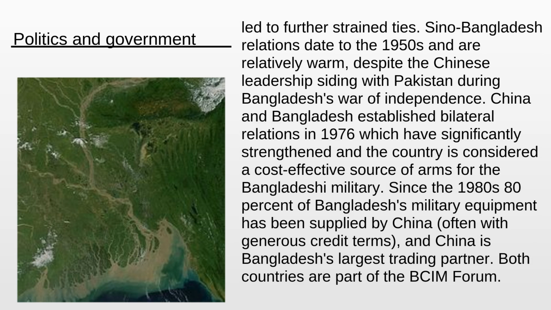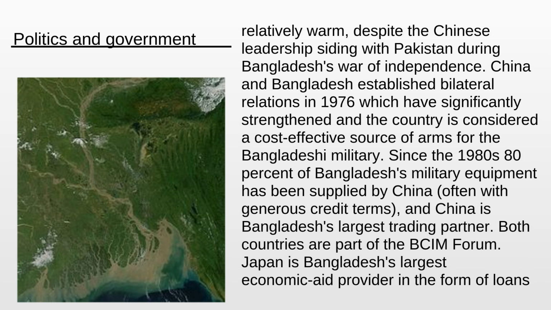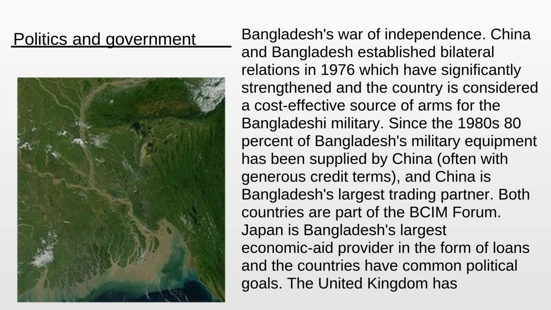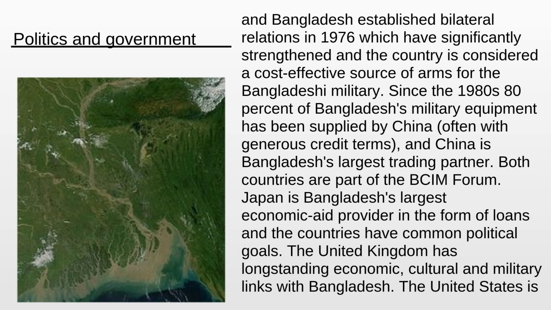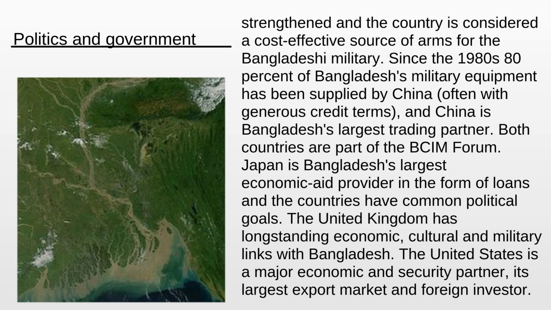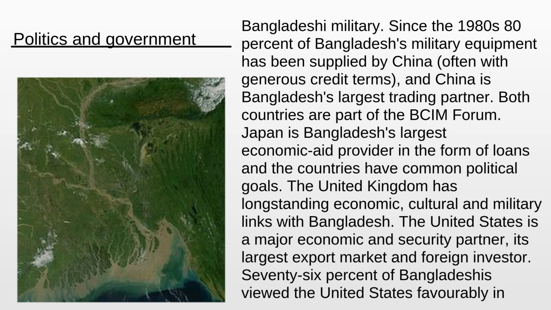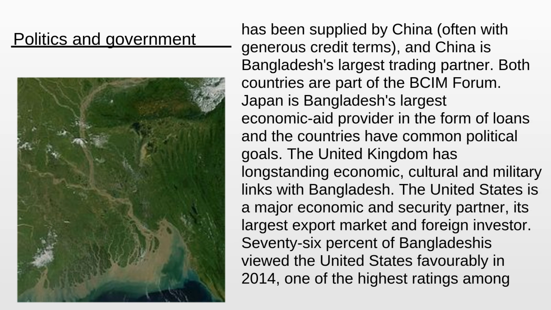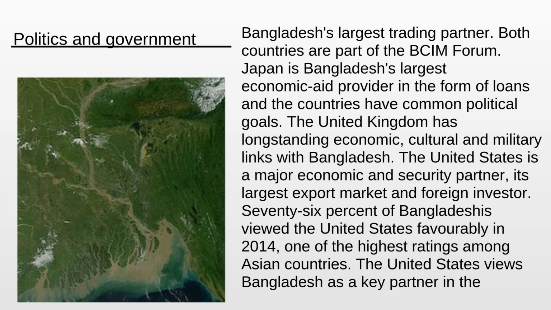Sino-Bangladesh relations date to the 1950s and are relatively warm, despite the Chinese leadership siding with Pakistan during Bangladesh's War of Independence. China and Bangladesh established bilateral relations in 1976, which have significantly strengthened, and China is considered a cost-effective source of arms for the Bangladeshi military. Since the 1980s, 80% of Bangladesh's military equipment has been supplied by China, often with generous credit terms, and China is Bangladesh's largest trading partner. Both countries are part of the BCIM Forum.